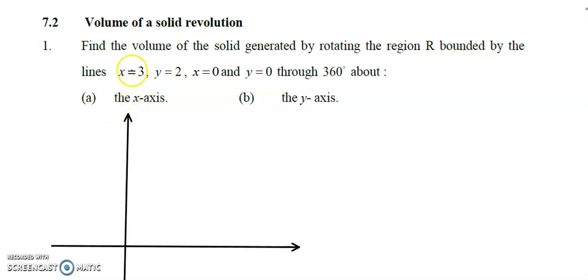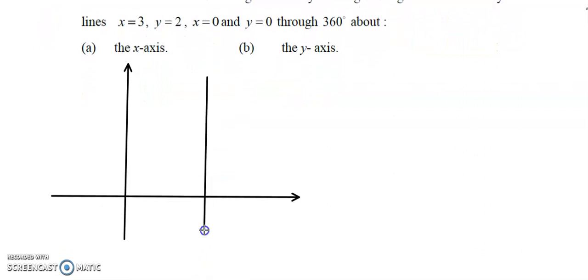First of all, we need to sketch the graph of these lines. Then we determine the region R. Only then will we find the volume. So x equals 3 is a vertical line which passes through 3. That's a vertical line, and I'll label it x equals 3.